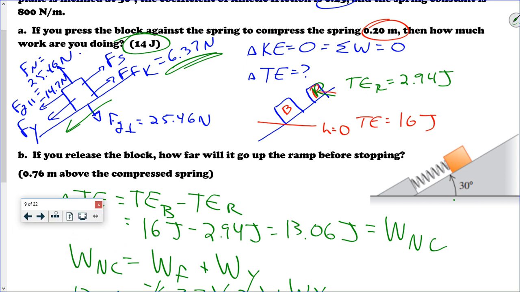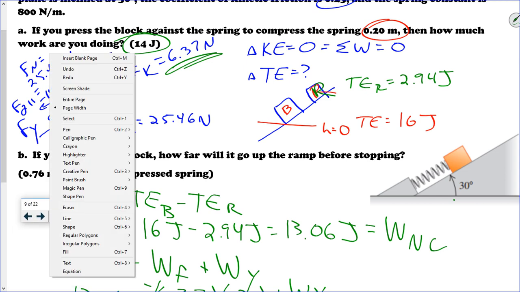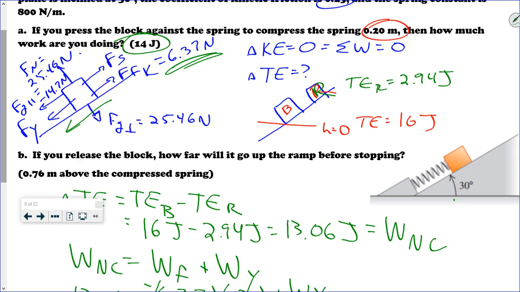Do I have time to do this before the bell rings? I don't know. Clear ink, clear ink. Oh, I don't want to clear all of that. Never mind. Okay, sorry. Talking to myself.